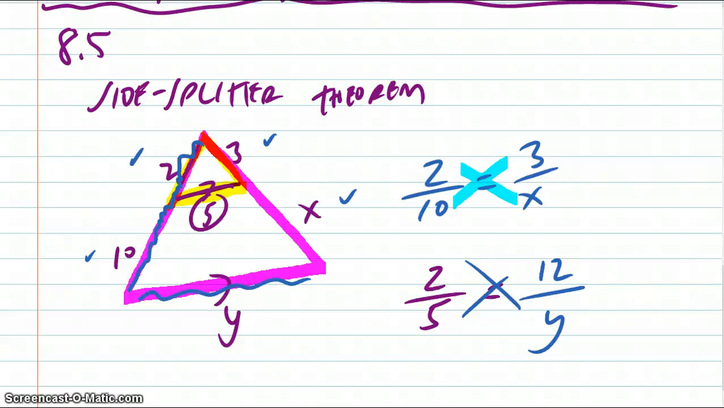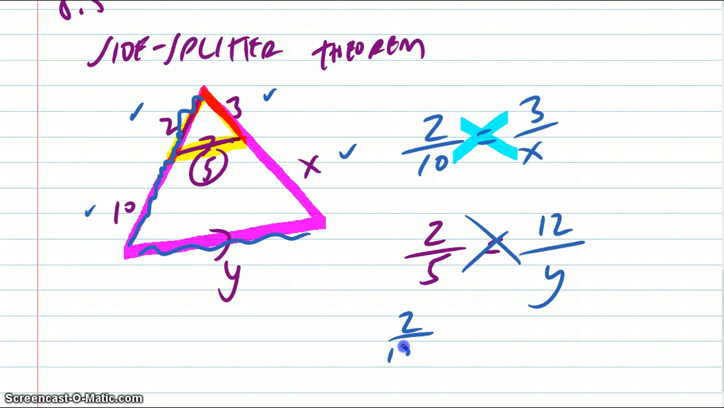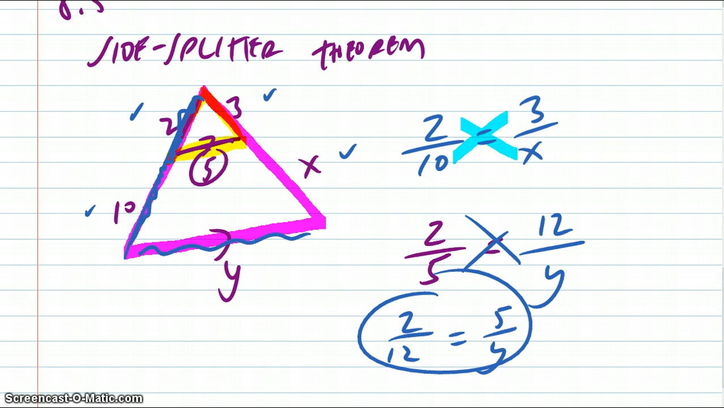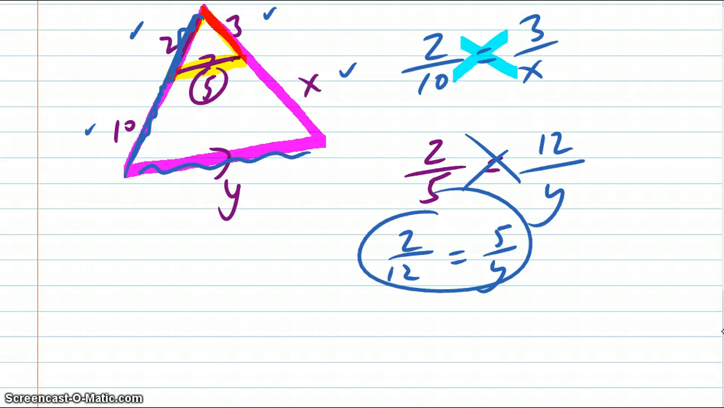Or you can do 2 to 10 and 5 to 1. That's the common mistake. 2 to 12, right? 2 to 12, and 5 to y also works. Cool. All right. The second theorem from there was similar to the side splitter.